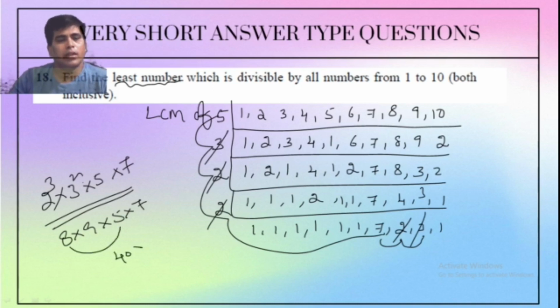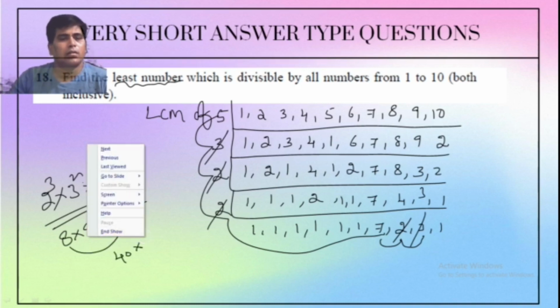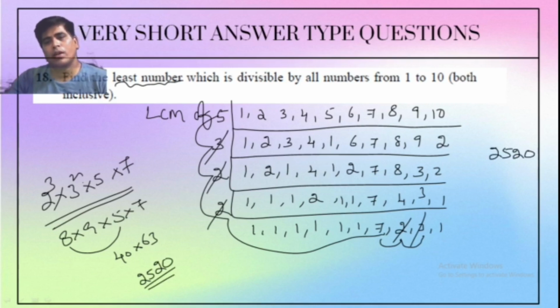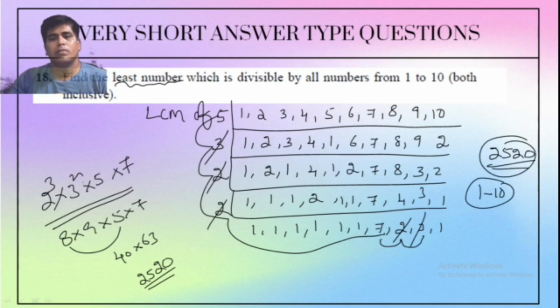This is 40 and this is 9 times 7, 63. So 63 into 40. If I multiply it, 2520. So 2520 is the one number that is divisible by each and every number from 1 to 10. This is the number, and that is your LCM.